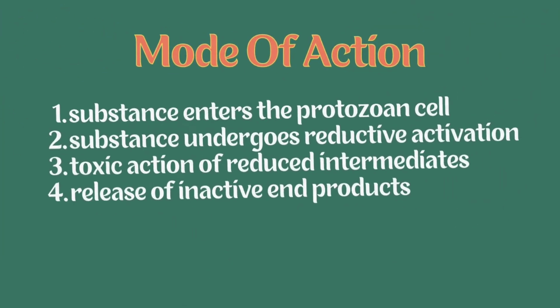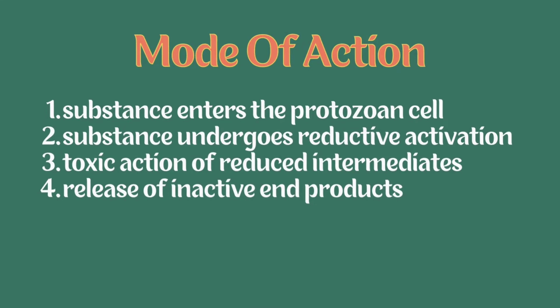For its mechanism of action, to begin, the first step is when the substance enters the protozoan cell. The second step is when the substance undergoes reductive activation. The third step includes the toxic action of reduced intermediates. And lastly, the fourth step involves the release of inactive end products. The protozoal toxicity is due to short-lived intermediates or free radicals that produce damage by interacting with DNA and possibly other molecules. The cytotoxic intermediates decompose to non-toxic and inactive compounds.